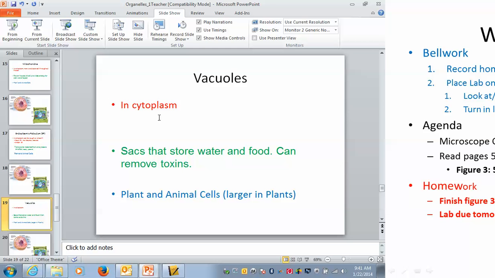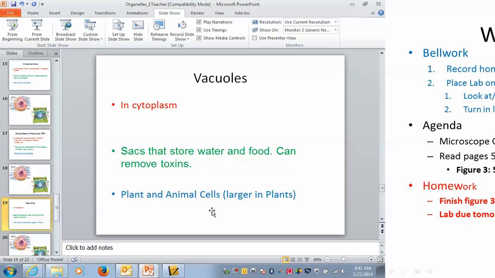Now let's talk about vacuoles. Vacuoles are those big empty areas. They're basically like a storage facility. It stores water. Sometimes it might store food. Sometimes it can remove toxins. They are in both plant and animal cells, but what you will notice is that they are much, much larger in plant cells because plant cells depend a lot on how much water they have.